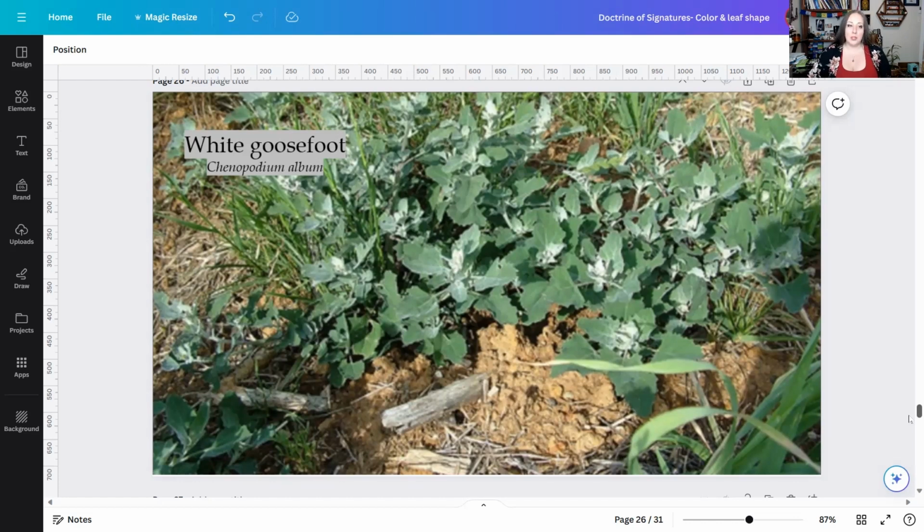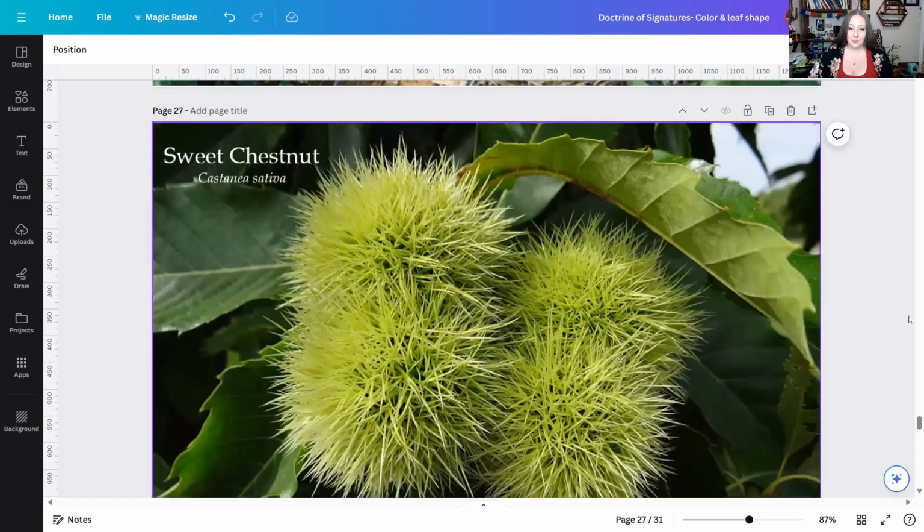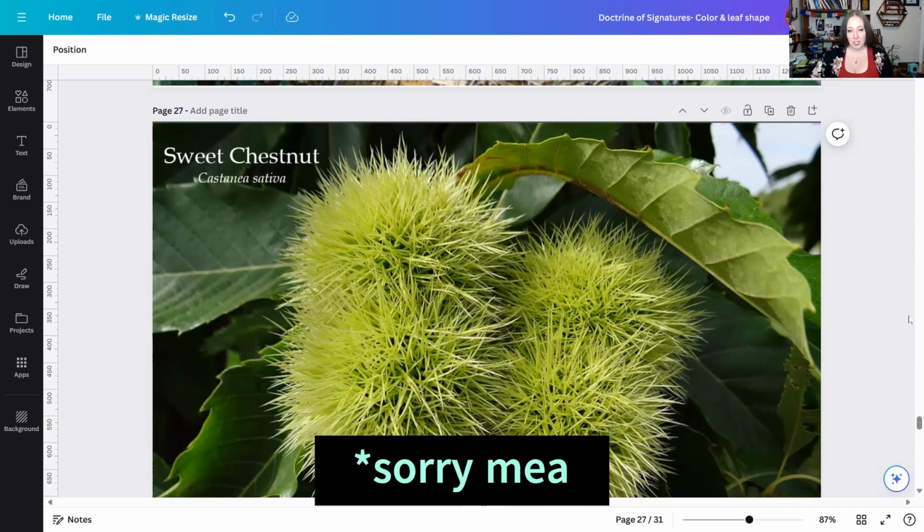So when we encounter leaves that have this little white mealy substance on them that comes off if you touch it, that is a signature for sores and ulcers, such as that found in white goosefoot. Moving on, sharply toothed leaves would indicate a pain relieving effect, such as that found in horse chestnut.